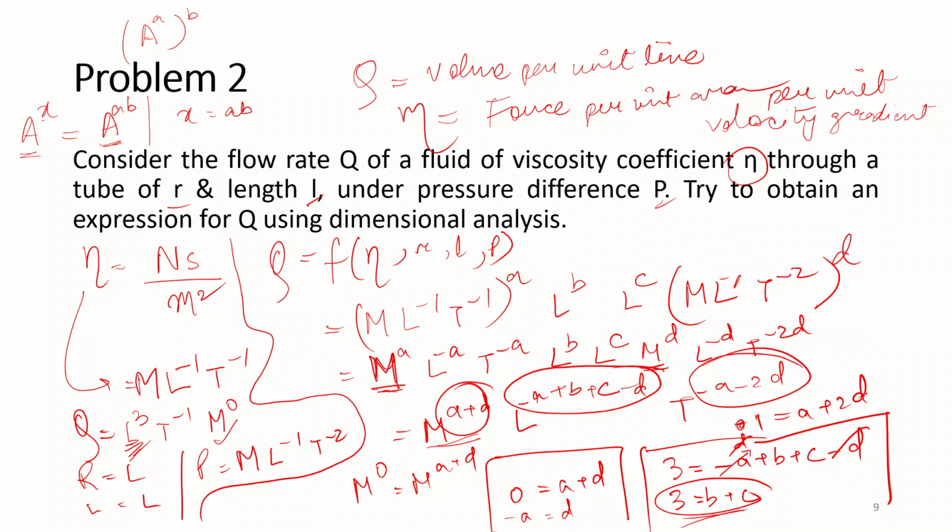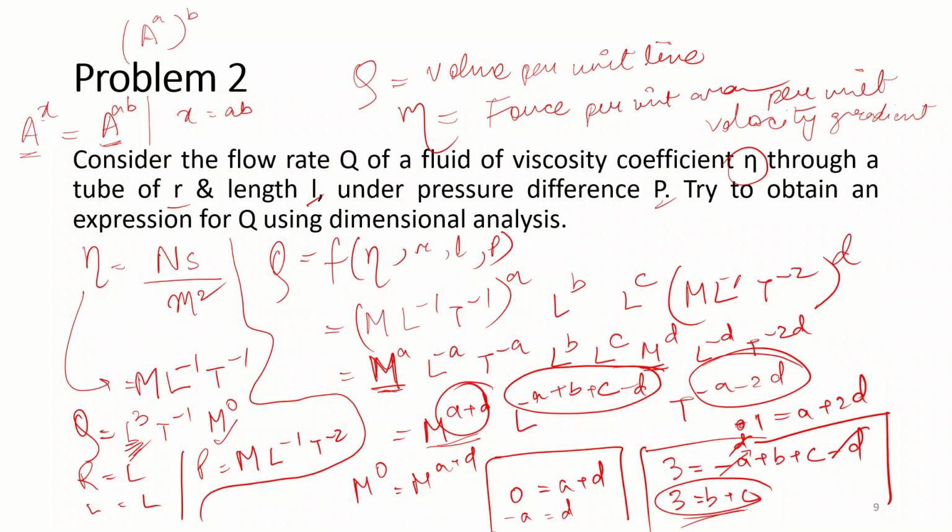Sir, what should we write for the right hand side? That means he wants to say: LHS is L raised to 3, T raised to minus 1, and M raised to 0. So what can we write as the RHS answer? The value should be similar, LHS equals RHS. That we showed in dimensional homogeneity.